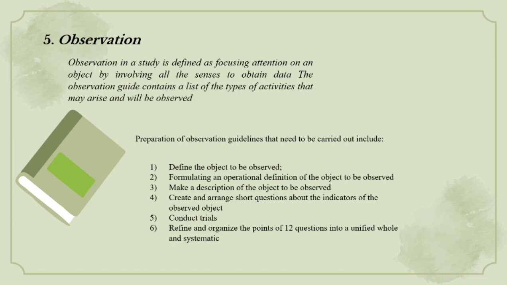And the preparation of observation is: first, define the object to observe; second, formulate an operational definition; and third, make a description of the object to be observed. The fourth is to create and arrange short questions about the indicators, and the fifth is to conduct trials, and the last is to refine and organize the points of the questions into a unified whole and systematic.